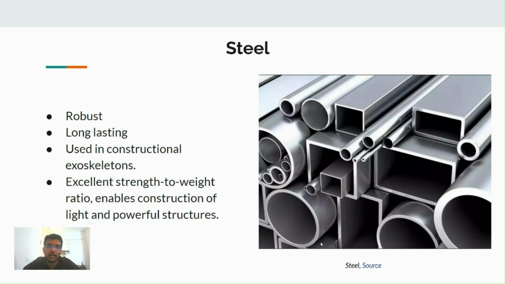Also, due to the excellent strength to weight ratio of steel, it enables us to create light and powerful structures that are again used for construction purposes. Also, steel has the property of being easily welded, and that is why it enables us to build complex structures and complex designs as well.